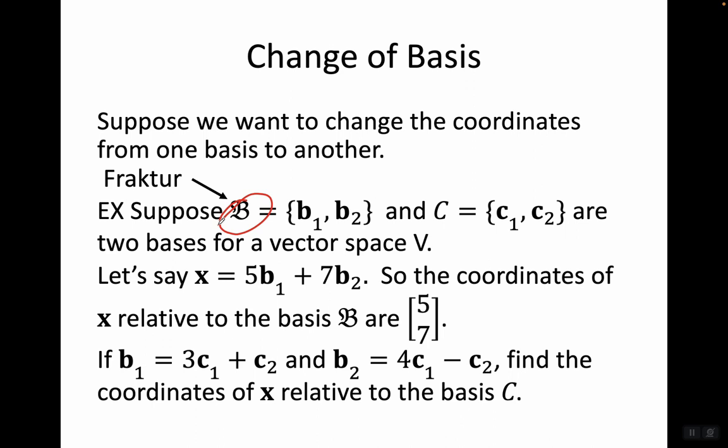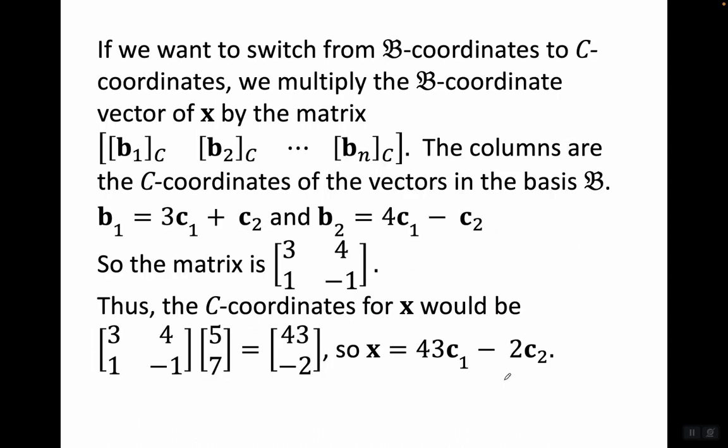Let's say x = 5b1 + 7b2. So the coordinates of x relative to the basis 𝔅 are (5, 7). This is x in terms of the basis 𝔅. If b1 = 3c1 + c2 and b2 = 4c1 - c2, find the coordinates of x relative to the basis C. In other words, we know the coordinates of x relative to the basis 𝔅, and we want to use that to find the coordinates of x relative to the basis C. What is x in terms of c1 and c2? Here's how we'd solve that.